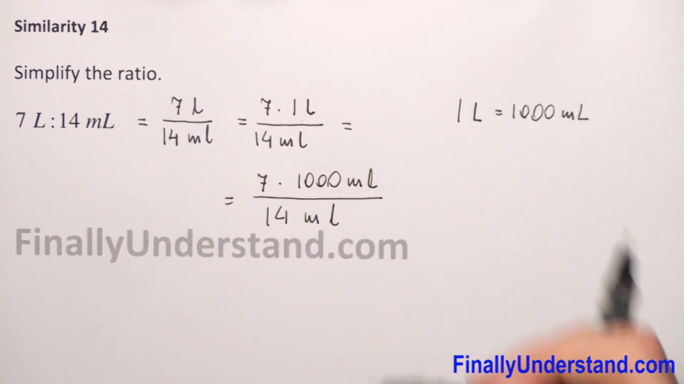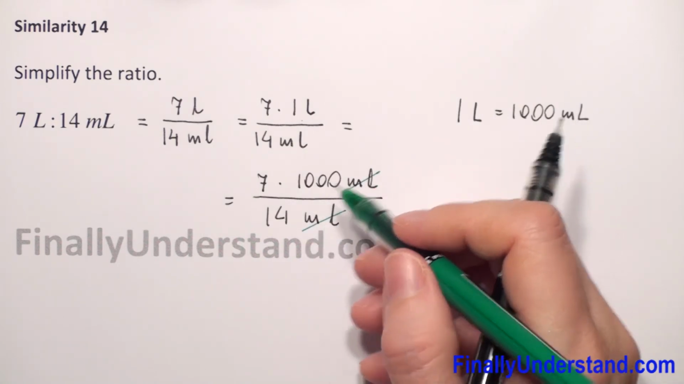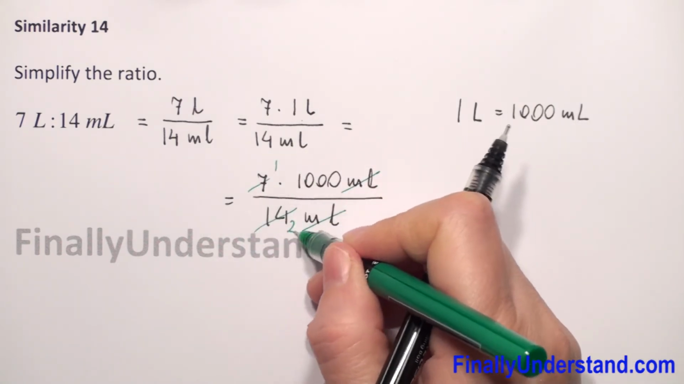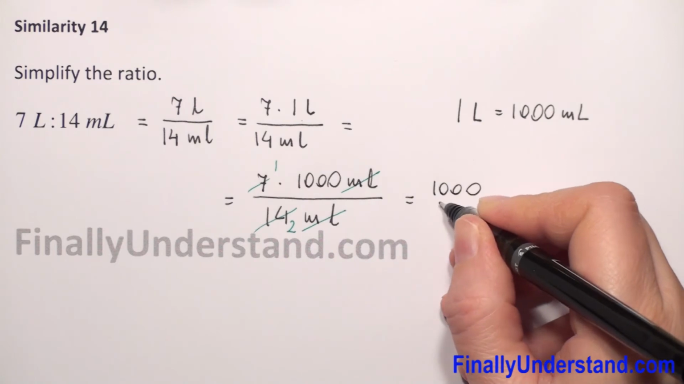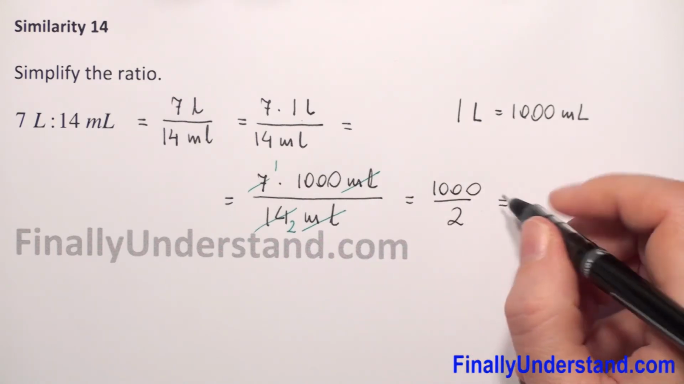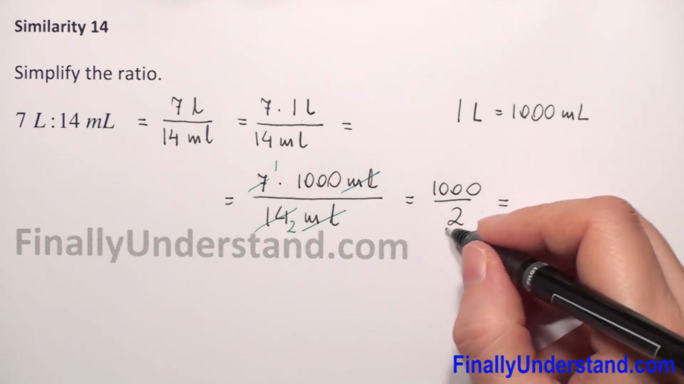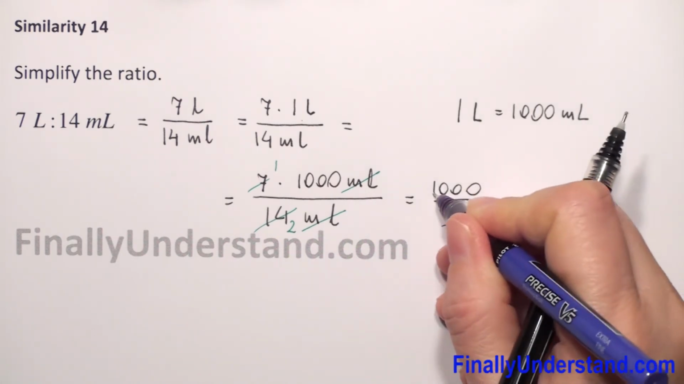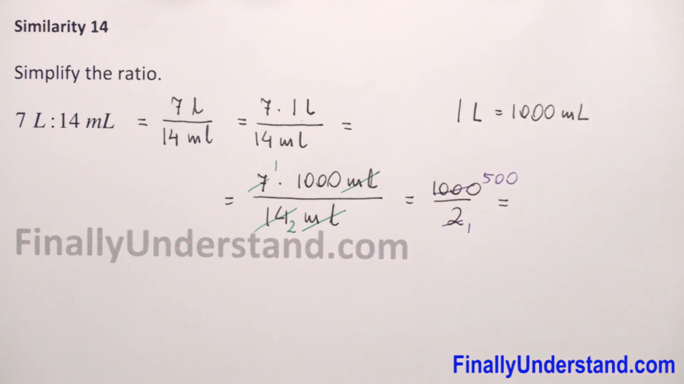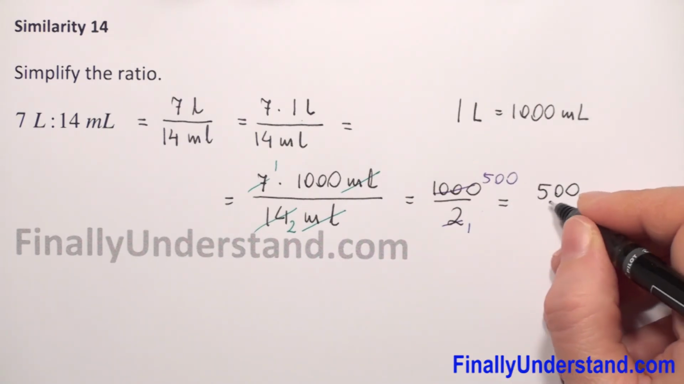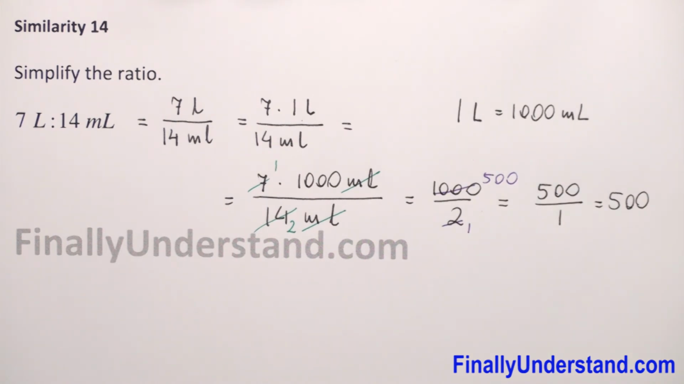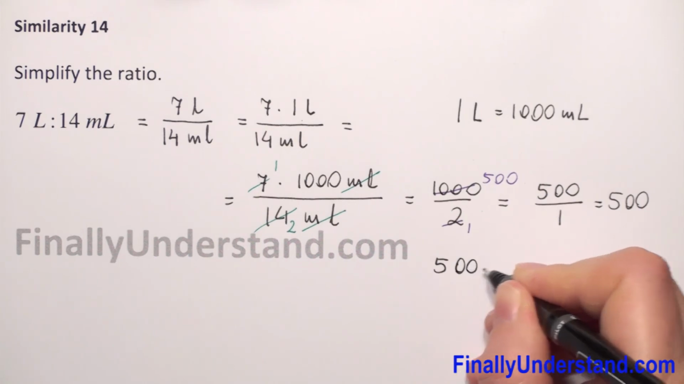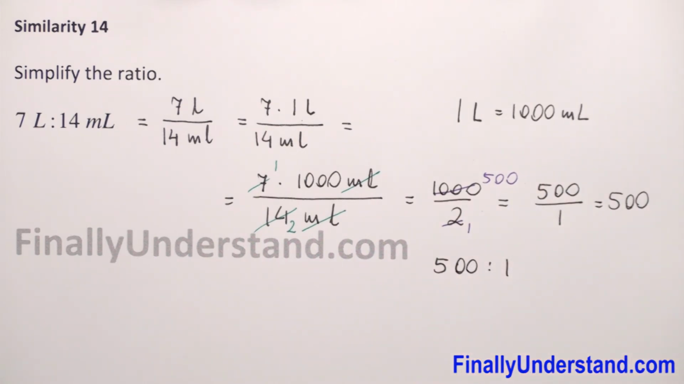Now we see that we can reduce milliliters, and 14 with 7, so it will be 2 and 1. So we have 1000 over 2. What else? We can divide 1000 by 2, so it will be 500 over 1. So this is 500. Or you can write that this is 500 to 1. This is my solution.